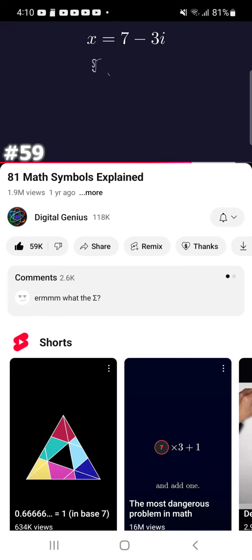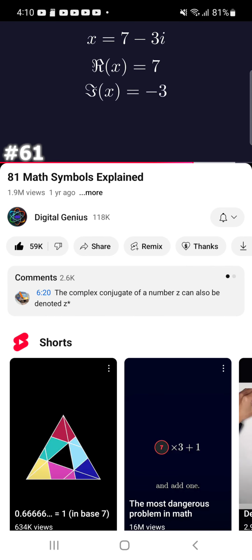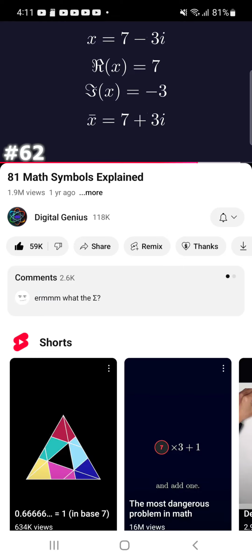The fancy R denotes the real part of a complex number. The fancy I denotes the imaginary part of a complex number. Using a bar above a complex number, we can denote the complex conjugate of that number, which just changes the sign of the imaginary part of the number.